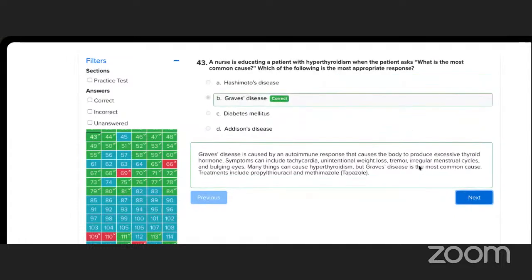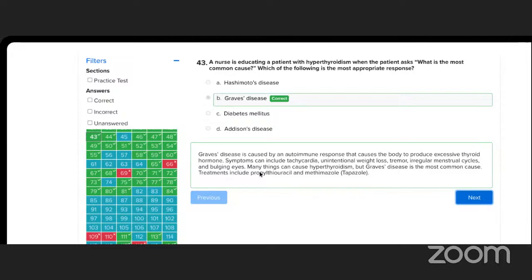A nurse is educating a patient with hyperthyroidism when the patient asks what is the most common cause. Which one is it? It is Graves' disease. We got that correct. Graves' disease is caused by an autoimmune response that causes the body to produce excessive thyroid hormone. Symptoms can cause tachycardia, unintentional weight loss, tremors, irregular menstrual cycles, and bulging eyes. Many things can cause hyperthyroid, but Graves' disease is the most common.